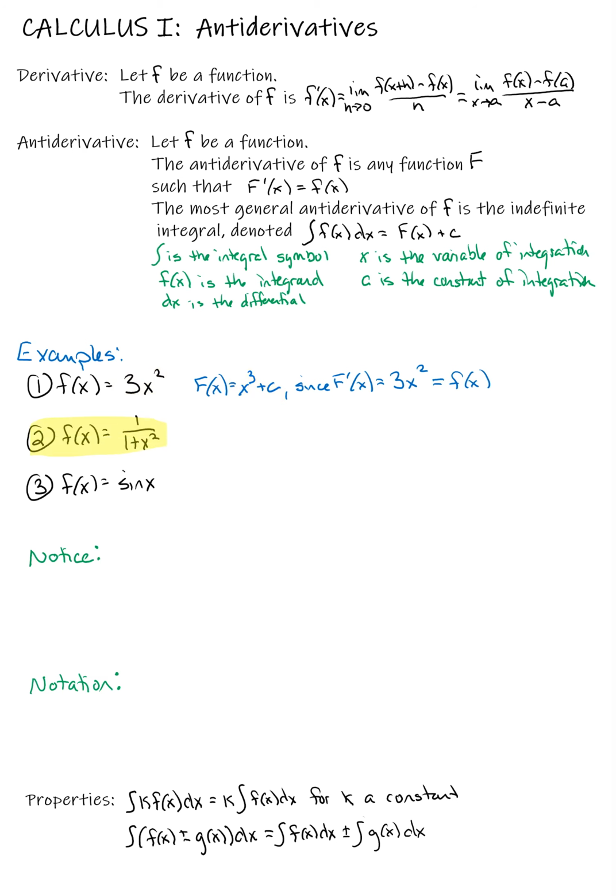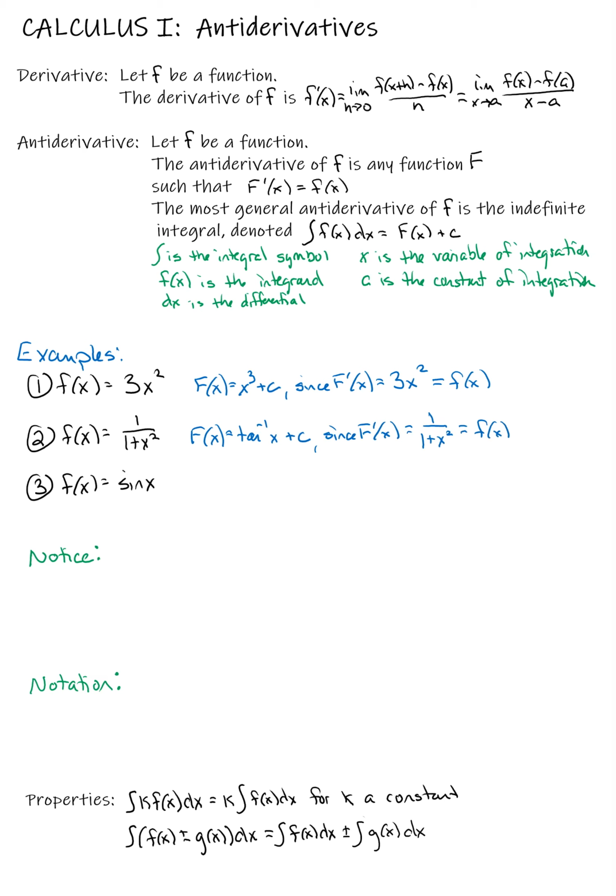Let's take a look at the next example. For f of x equal to 1 over 1 plus x squared. Well, if you recall, the inverse tangent of x has a derivative that is 1 over 1 plus x squared. So taking the derivative of the inverse tangent of x gives us our original function.